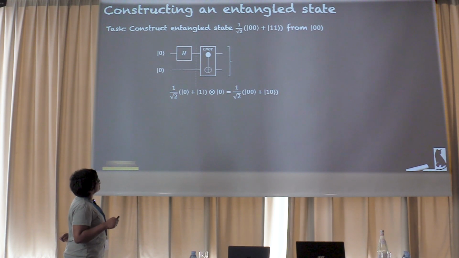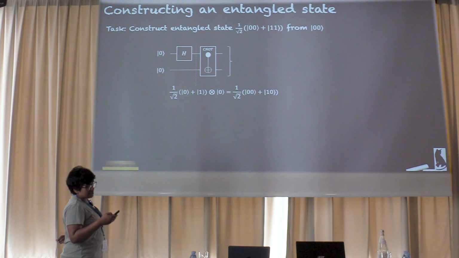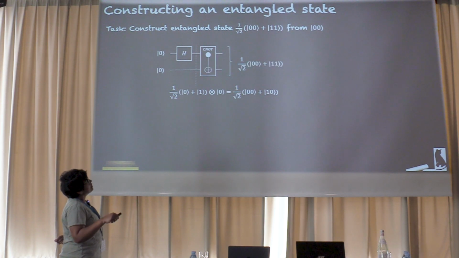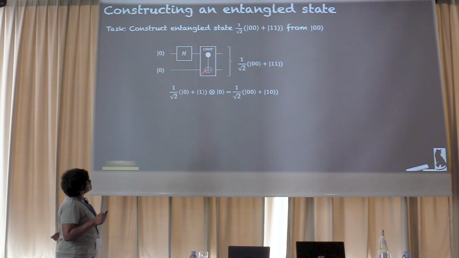Now when you apply CNOT, it reads the first qubit. When it's 0, it keeps it as 0 0. But when it reads the first qubit as 1, it's going to flip the second part, so 1 0 will become 1 1. You see? And now look at this.